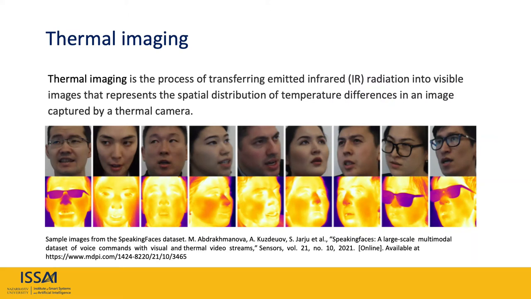Now that we have a motivation to explore thermal imagery, let's define it first. Thermal imaging is the process of transferring emitted infrared radiation into visible images that represent a spatial distribution of temperature differences in an image captured by a thermal camera. It uses the infrared subband in the electromagnetic spectrum to acquire illumination-invariant images. This allows infrared sensors to operate in absolute darkness. This sensor property makes thermal imaging especially interesting for applications with high variance in lighting conditions.